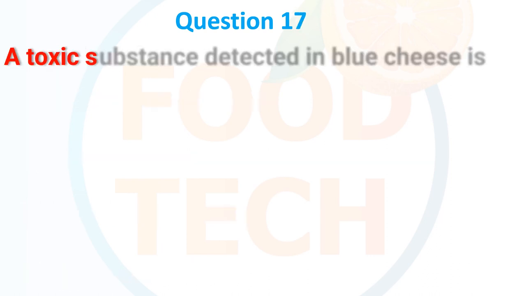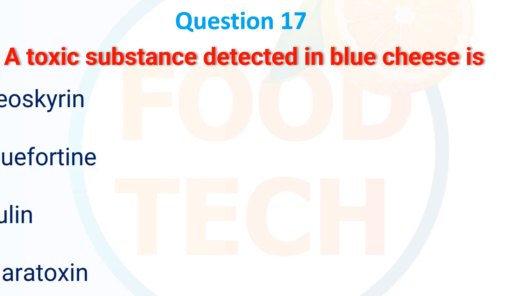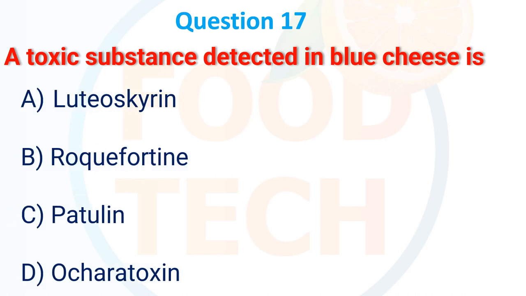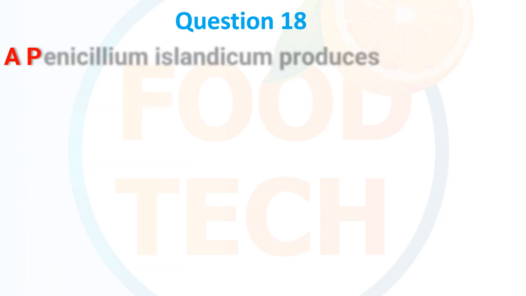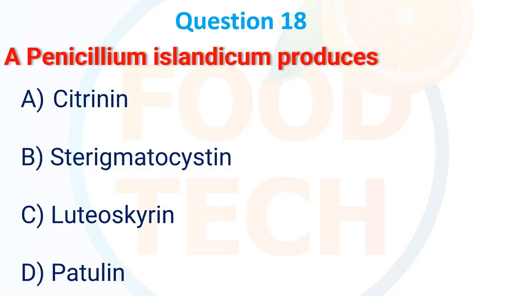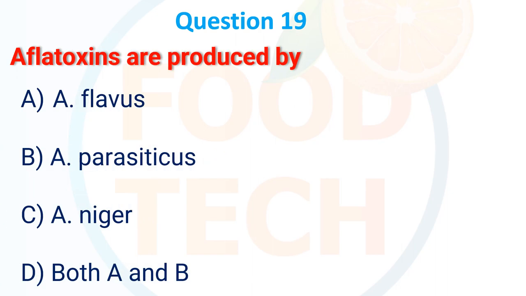Ciguatera poisoning. A toxic substance detected in blue cheese is A. leucoscerin, B. roquefortine, C. patulin, D. ochratoxin. The answer is roquefortine. Penicillium, Fusarium, Cladosporium can produce A. citrinin, B. stericomycetin, C. luteoskyrin, D. patulin. The answer is C. Aflatoxins are produced by A. Aspergillus flavus, B. Aspergillus parasiticus, C. Aspergillus niger, D. both. The answer is both A and B.